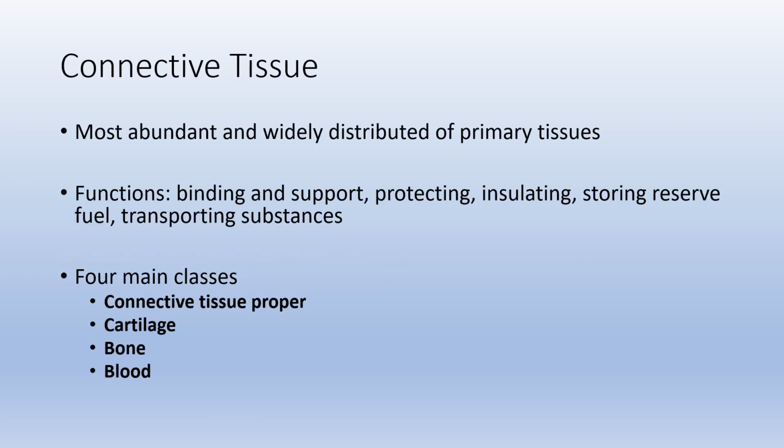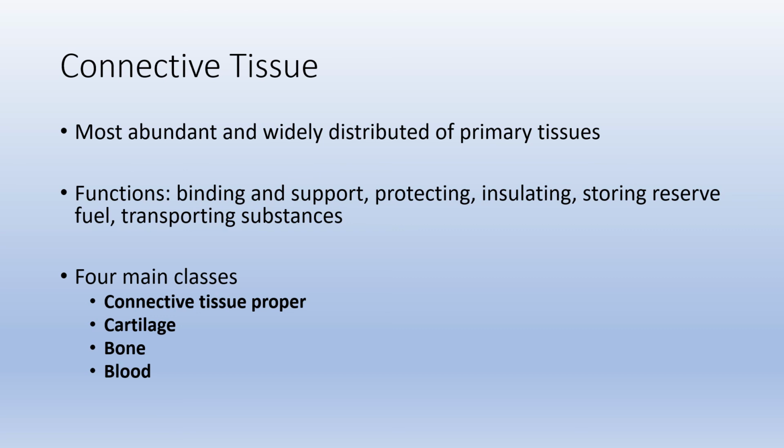We will now move on to the second primary tissue type in the human body, known as connective tissue. Connective tissue is the most abundant type of primary tissue in the human body, and it is found almost everywhere. Overall, all the different types of connective tissue function to bind, whether that's binding bones together, support, protect, insulate, store energy or reserve fuel, as well as transport substances.